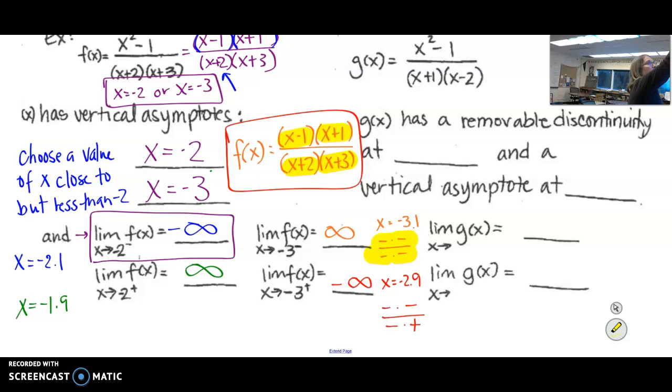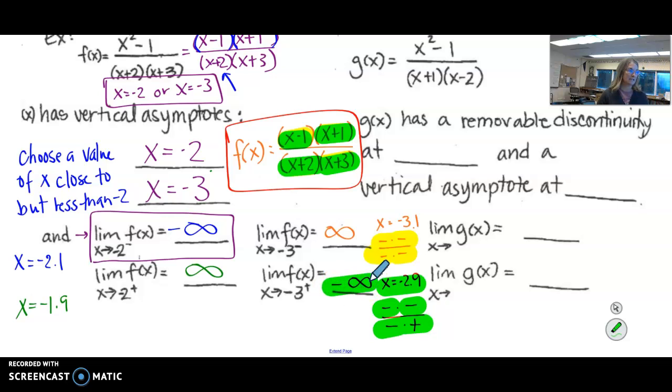And then when you put in the -2.9, you end up with a negative times a negative. This would be -2.9 minus 1, -2.9 plus 1. Both of those are negative, and that one would be positive. So we have a negative times a negative divided by a negative times a positive. You end up with a negative infinity as you approach -3 from the right side.